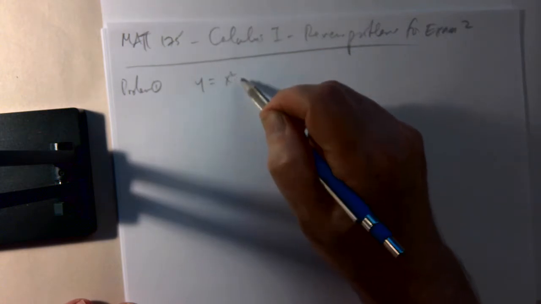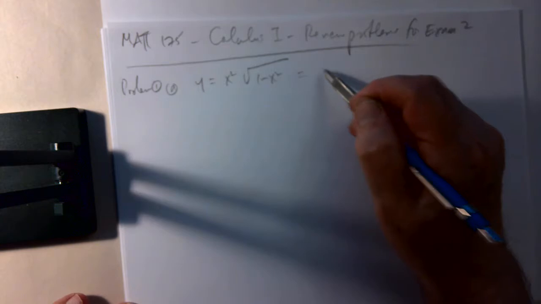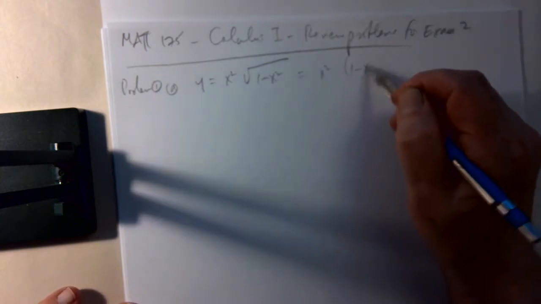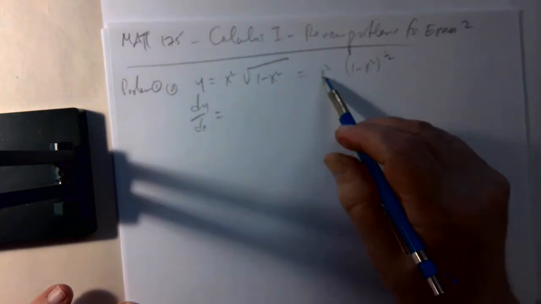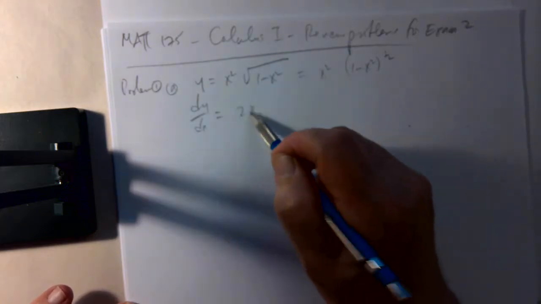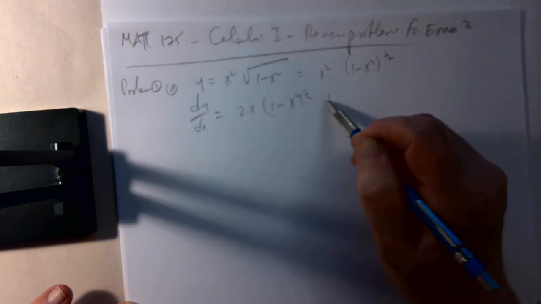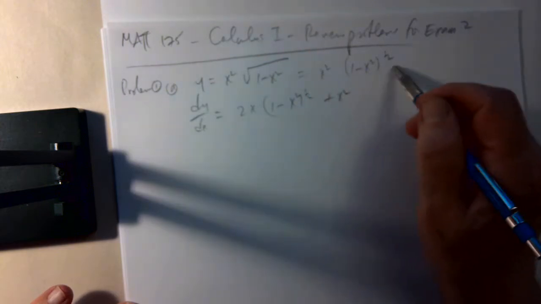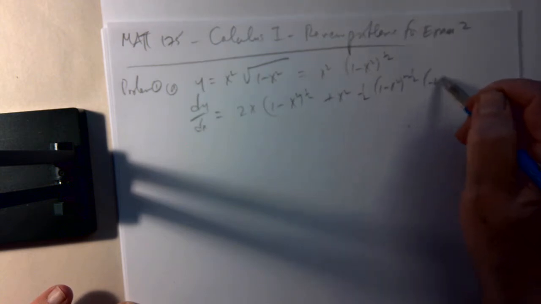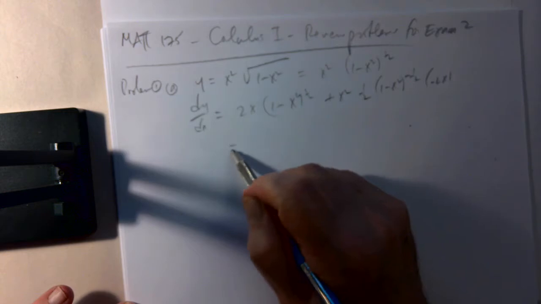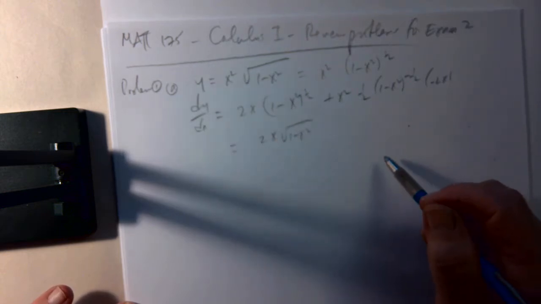If y is x squared times the square root of 1 minus x squared, which is x squared times (1 minus x squared) to the 1/2, dy/dx by the product rule and the chain rule is 2x times (1 minus x squared) to the 1/2 plus x squared times the derivative of this, which is 1/2 (1 minus x squared) to the minus 1/2 times minus 2x. So this is 2x times the square root of 1 minus x squared.